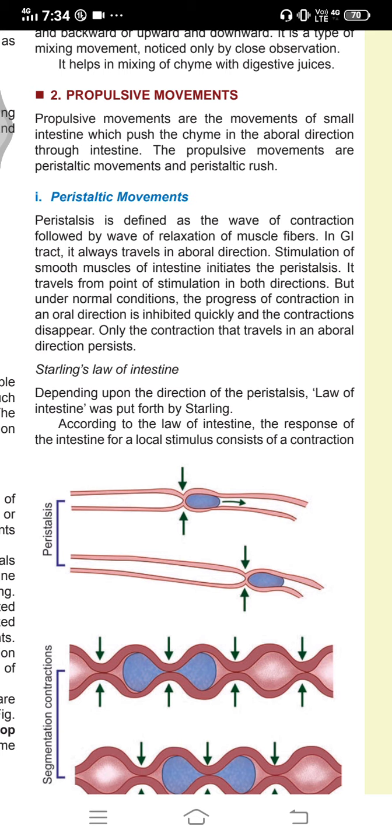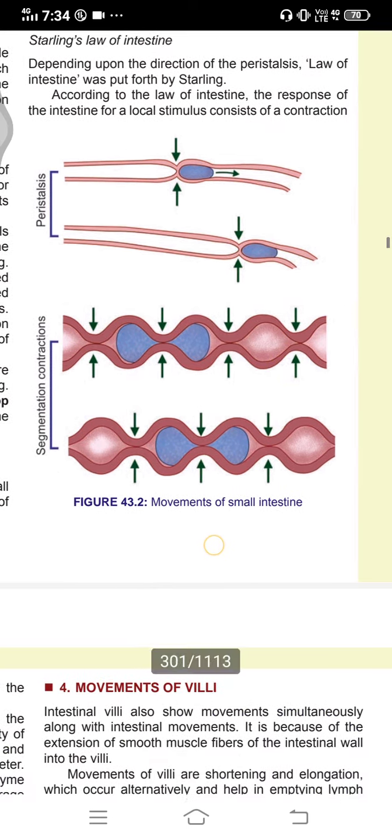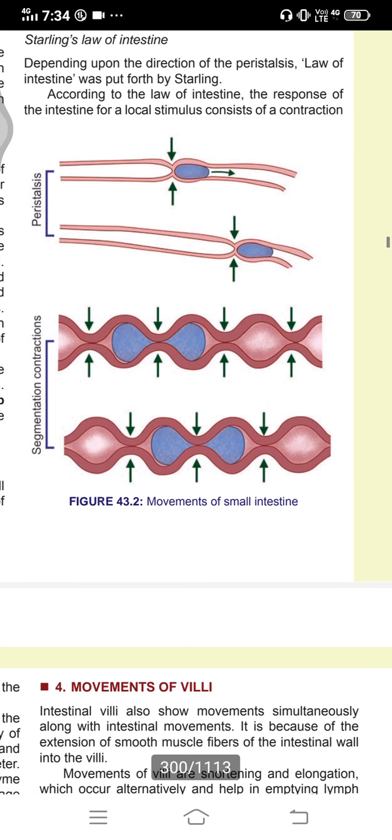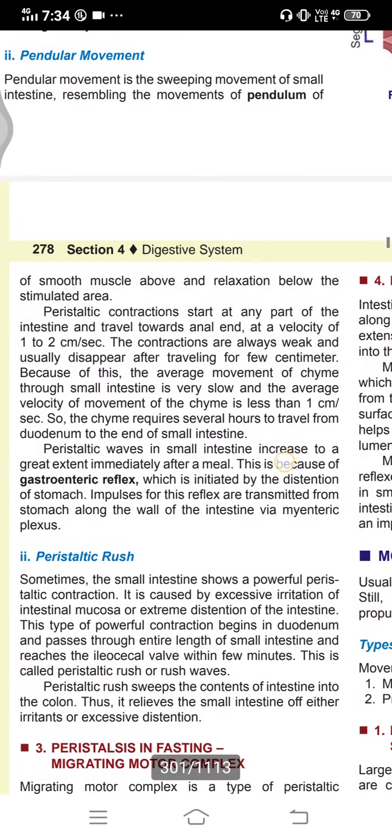What is Starling's law of intestine? This is an important law, frequently asked. Depending upon the direction of peristalsis, the law of intestine was put forth by Starling. According to the law of intestine, the response of the intestine for a local stimulus consists of a contraction of the smooth muscle above and relaxation below the stimulated area.